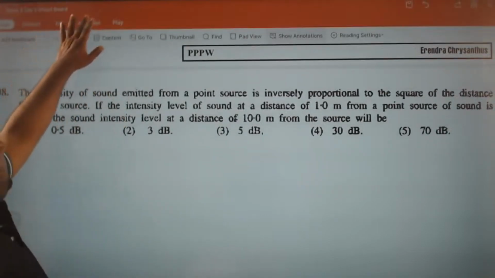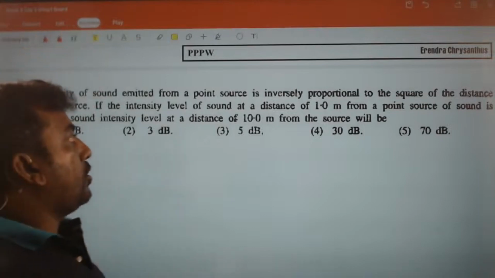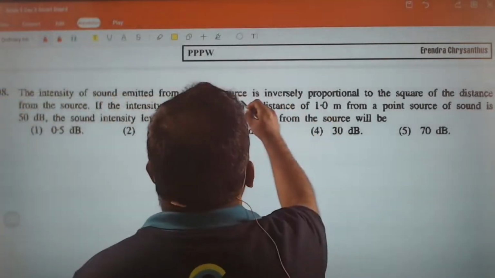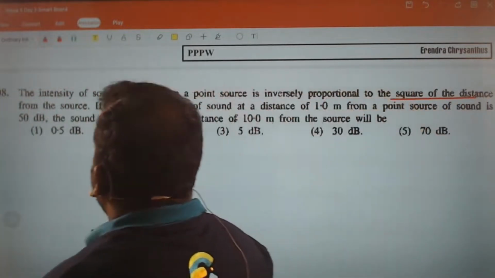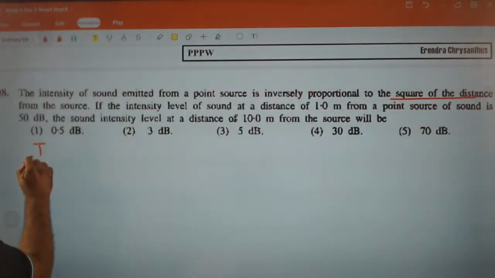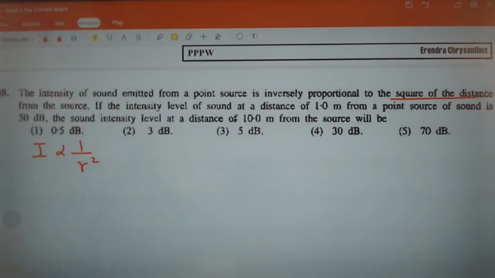Okay. Let's look. Intensity of sound emitted from a point source is inversely proportional to the square of the distance from the source. I proportional to 1 over R squared.